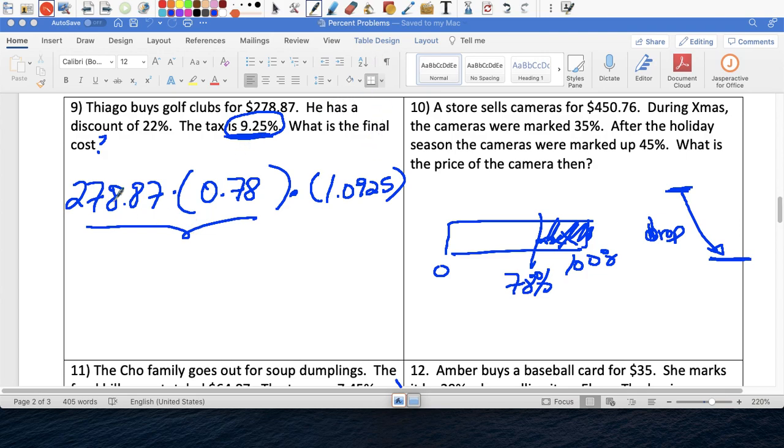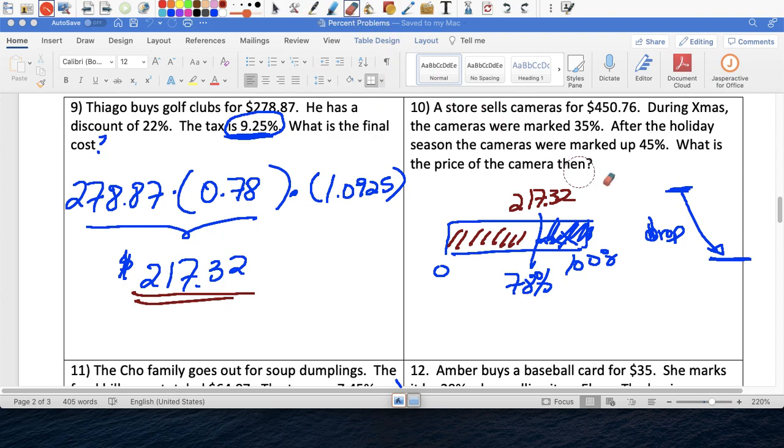Let's multiply these two. 87. Shoot. So if you multiply that, here's your discounted price. Now round. So if you look at the picture, what we just found was this part in here. That's $217.32. You took a discount of 22%, so you're responsible for 78%. So your new price is this.